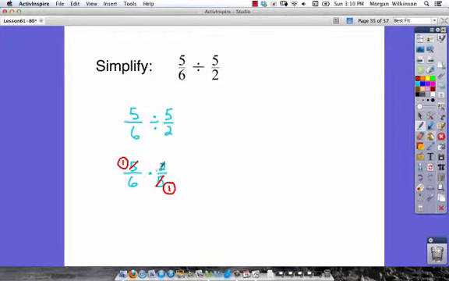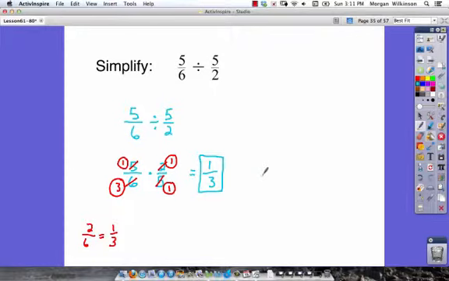And 2/6, if we wrote it on top of each other, is equal to 1/3. And now we can figure out our answer. Our answer is going to be 1 times 1, that's 1, and 3 times 1, that's 3. It only takes us that one step to find our final answer when we simplify before we multiply.